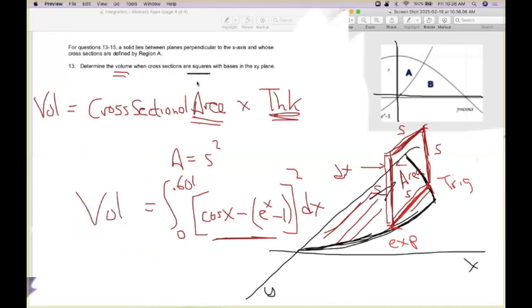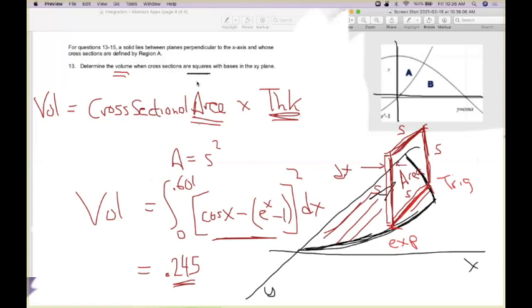Okay, plug that into the calculator and see what you end up with. I got 0.245. You guys okay with that? All right.